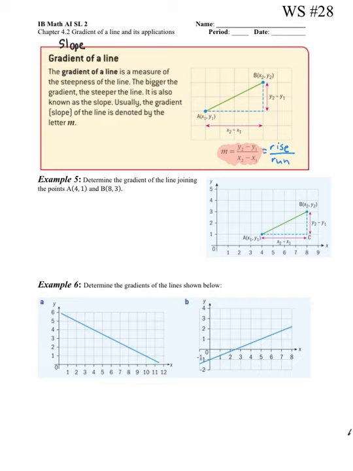So the y value should represent the rise, right? Which makes sense. And the x values represent the run. All right.